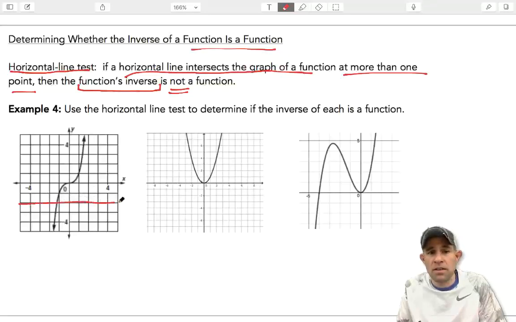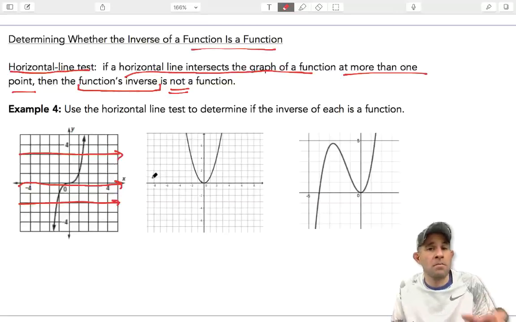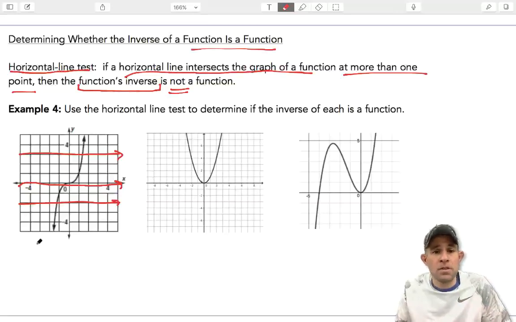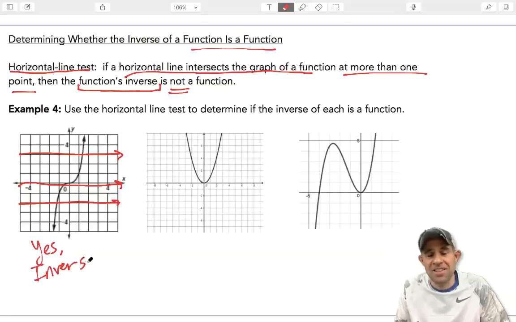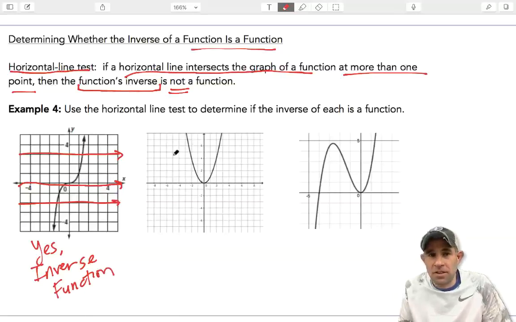Okay, so let's put the horizontal line test to the test here in our first graph. Any horizontal line we pass through the graph here is only going to touch the graph in at most one point. So we say, yes, this inverse function is a function. Now, you'll see the difference here in our next one.